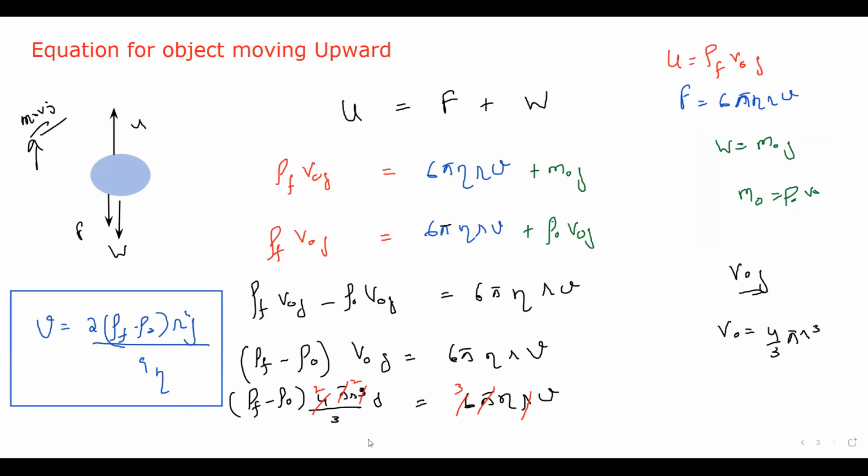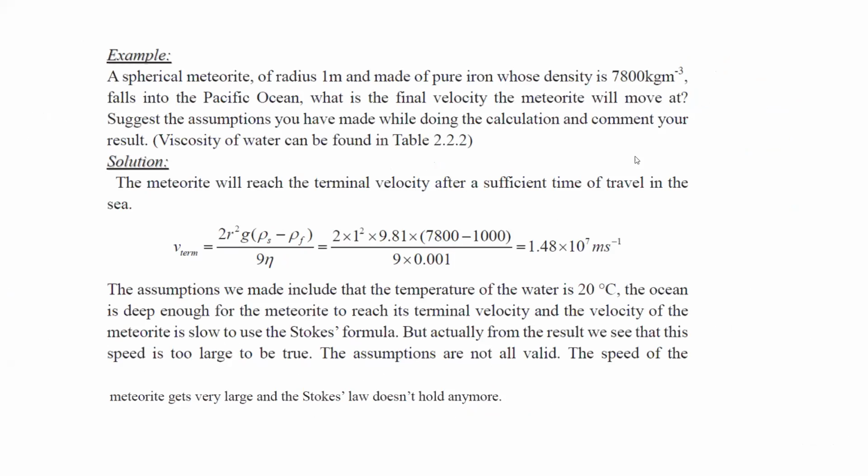That is the formula for the terminal velocity. So this is just an example. A spherical meteorite of radius 1 meter, made up of pure iron having a density of 7,800, falls into the Pacific Ocean. What is the final velocity of the meteorite? State the assumptions you made.